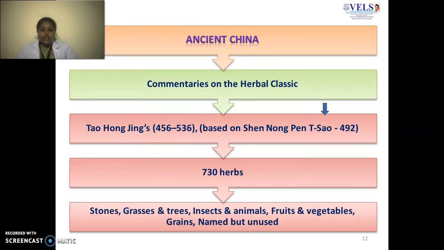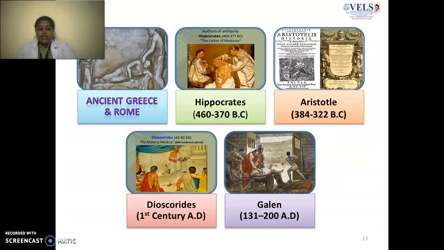The ancient Chinese commentaries on the herbal classic, along with Tao Hong Jing's book's findings, have been compiled, and it has been illustrated under 7 headings composed of 730 herbs, namely stones, grasses and trees, insects and animals, fruits and vegetables, grains, and the last one is named but it is unused.